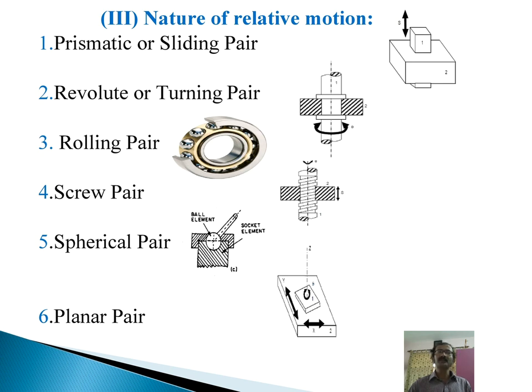Now the spherical pair. When one link in the form of a sphere turns inside a fixed link, it is called a spherical pair. Now the planar pair. When the two rigid bodies or links have two independent translational motions in the plane and rotational motion around the axis that is perpendicular to the plane, it is called the planar pair.